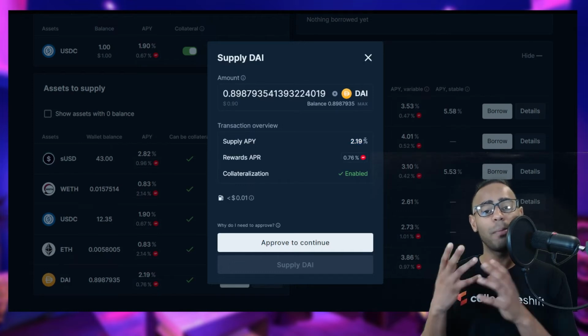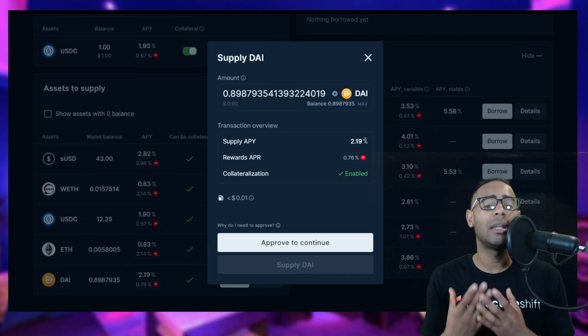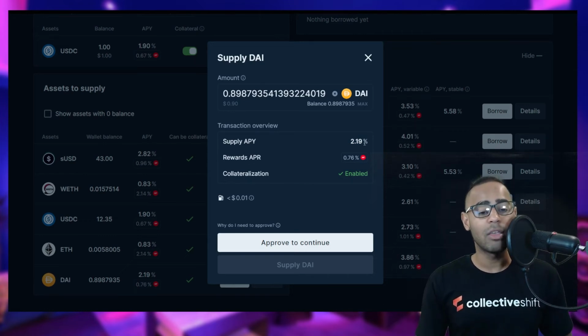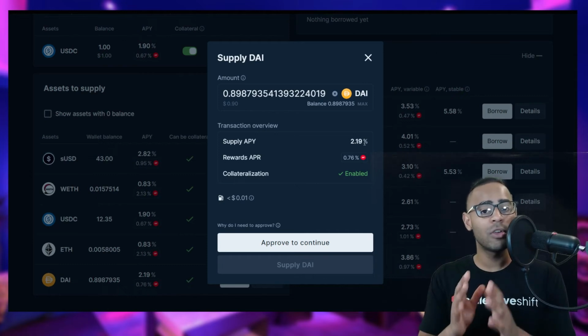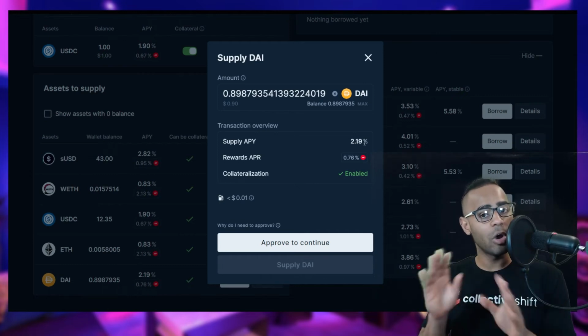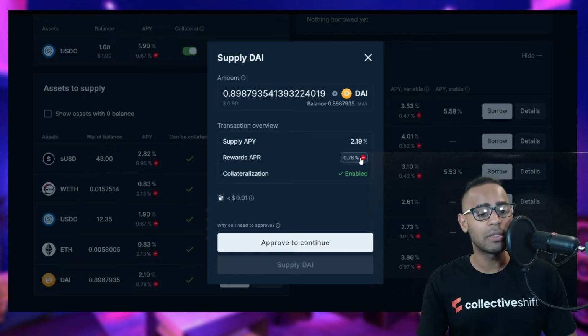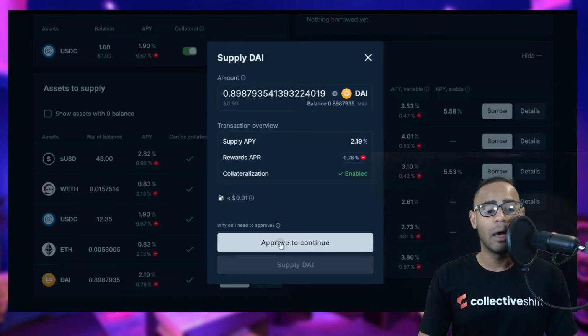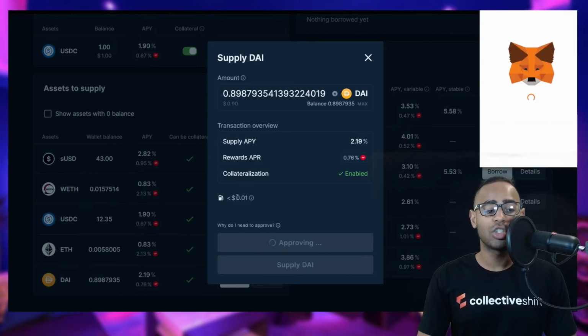This is how much people are paying me to borrow my DAI on Optimism. On top of this, Optimism themselves, the company, the Optimism Token, not to be confused with the Optimism Network, they are totally separate concepts, will be giving me 0.76% in Optimism. Now I'm going to approve this transaction. The gas fees should be less than 1 cent.